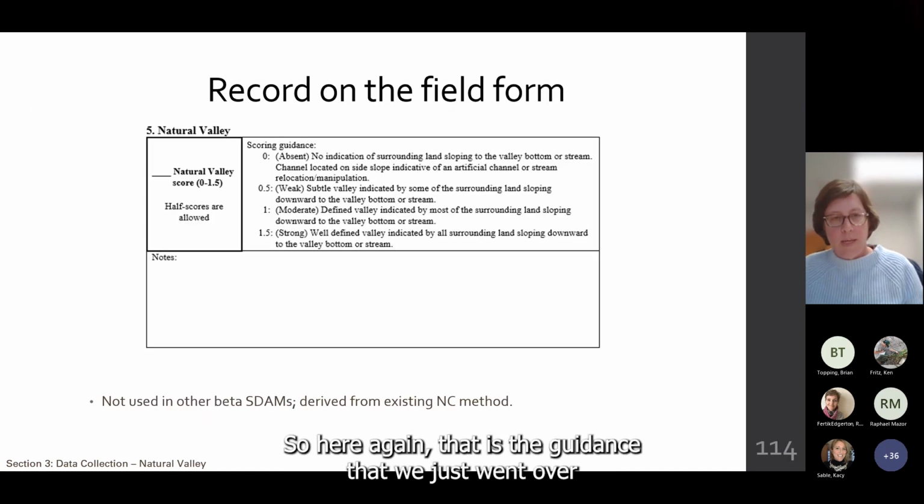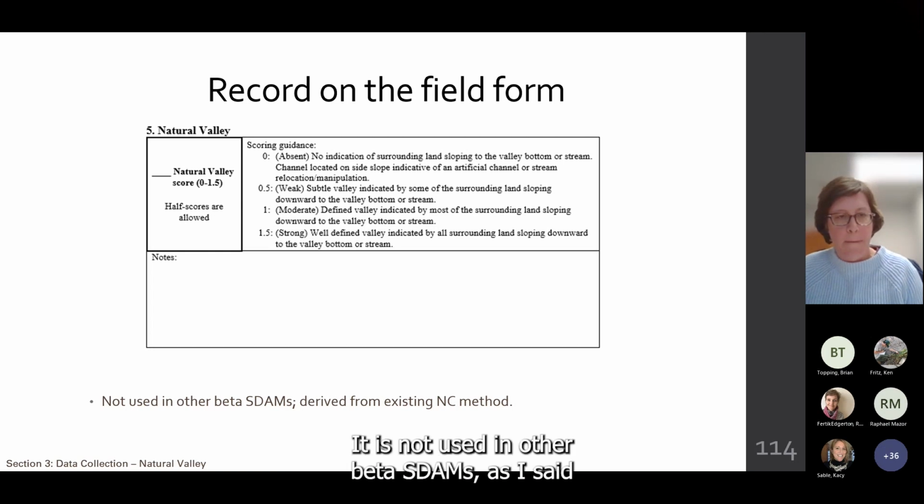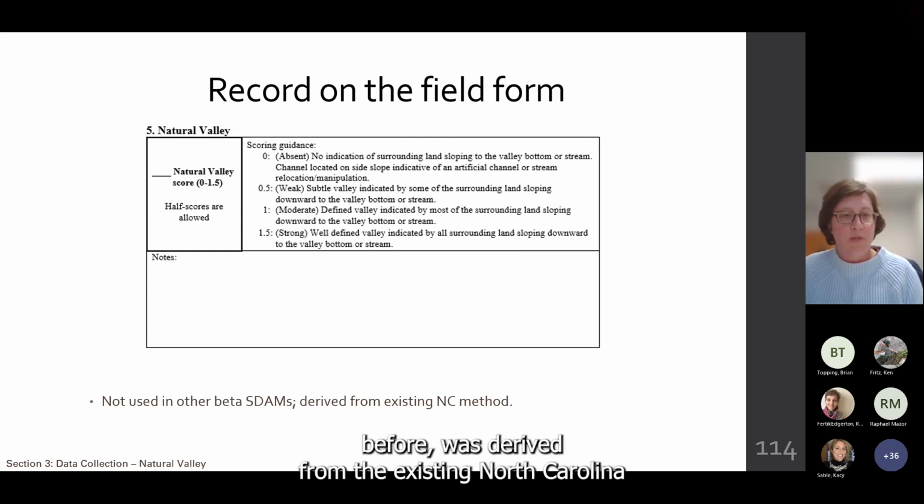So here, again, that guidance that we just went over is shown here between 0 and 1.5. Half scores are allowed. It is not used in other beta SDAMs. As I said before, it was derived from the existing North Carolina method.